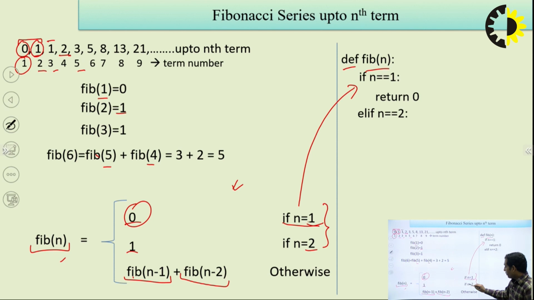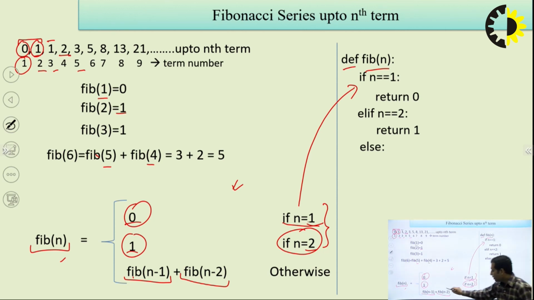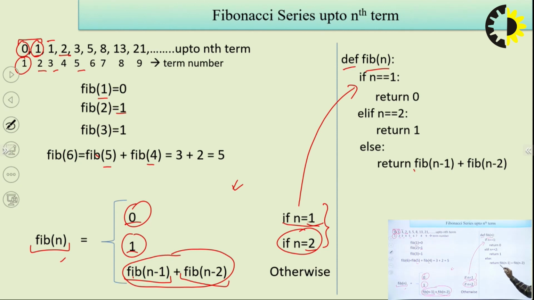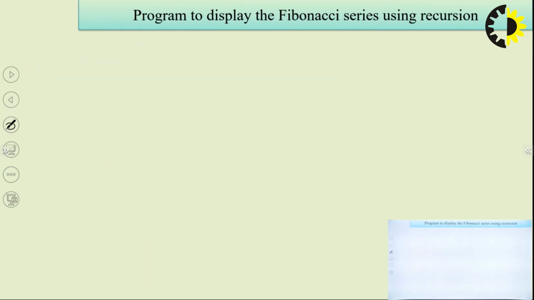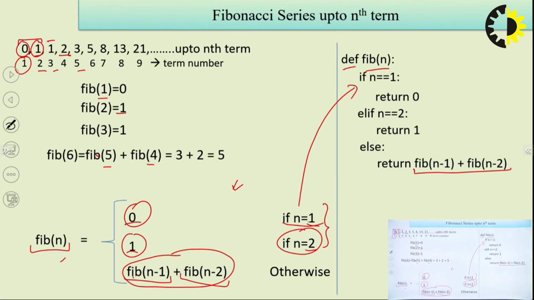Else if n equal 2, what do we get? Return 1, simply return 1. Otherwise, meaning else, return what? Return this one, simply. Else return this one, as we write here. Just copy paste something here, but just follow the syntax of the particular language. Okay, so this is the Fibonacci series.